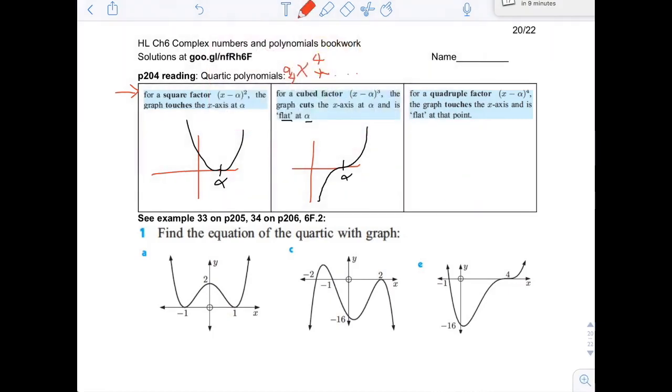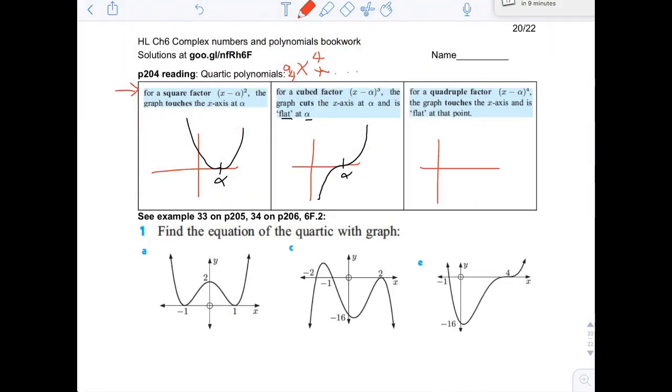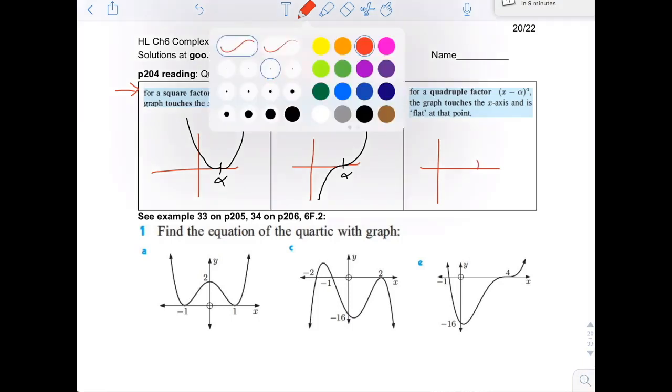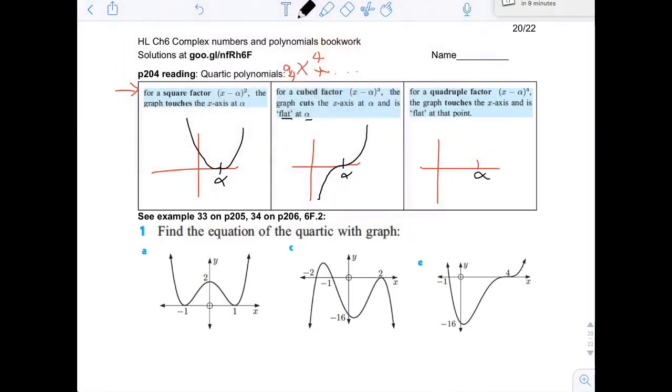Last of all, we've got a quadruple factor, which touches once at alpha. In this case, it comes down, it touches here, and is flat, and it goes back up. So it kind of looks like a parabola, doesn't it? But the difference is the curvature at this point is also 0. Whereas remember, the curvature for the parabola is always positive because it opens up throughout the whole length of it.